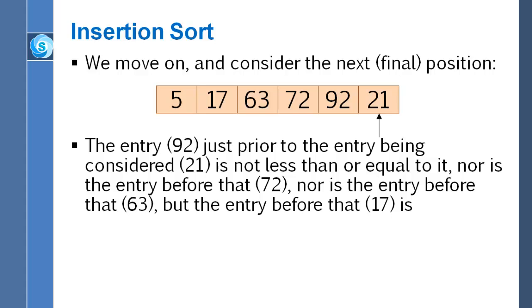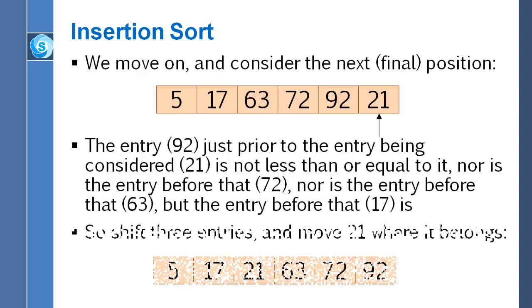In order to move the 21 into the position after 17, what we'll do is copy the 21 into a separate variable. We'll shift the 92 to take the place of the 21. We'll shift the 72 to take the place of the 92. We'll shift the 63 to take the place of the 72. And then we'll copy the 21 out of that other variable and put it in place of the 63. And there it is. At long last, after we've made the entire pass through the array, we have a sorted array.